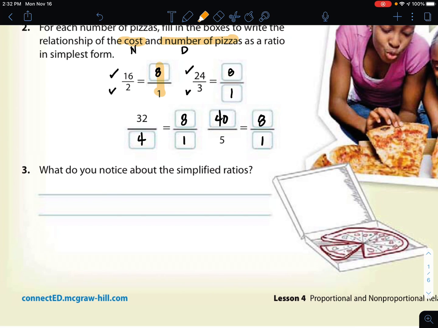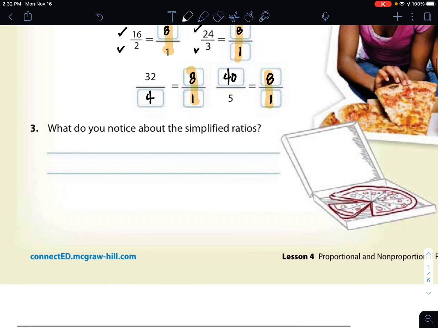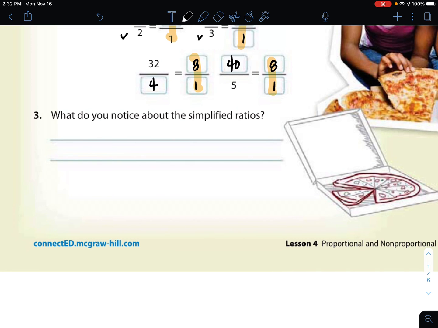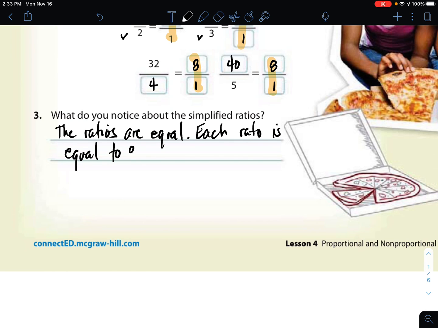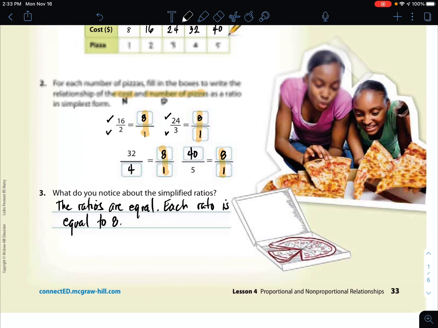Now, what do we notice here? 8 over 1, 8 over 1, 8 over 1, 8 over 1. Which brings us to the third question. What do you notice about the simplified ratios? The ratios are equal. Each ratio is equal to 8, because 8 over 1 is the same as 8. So we answer that real world link here.